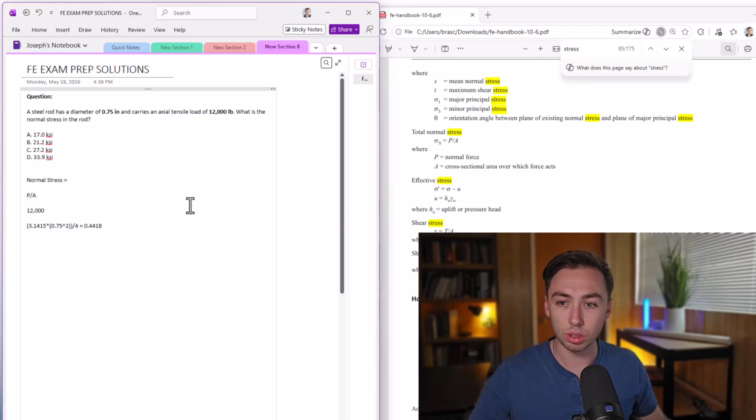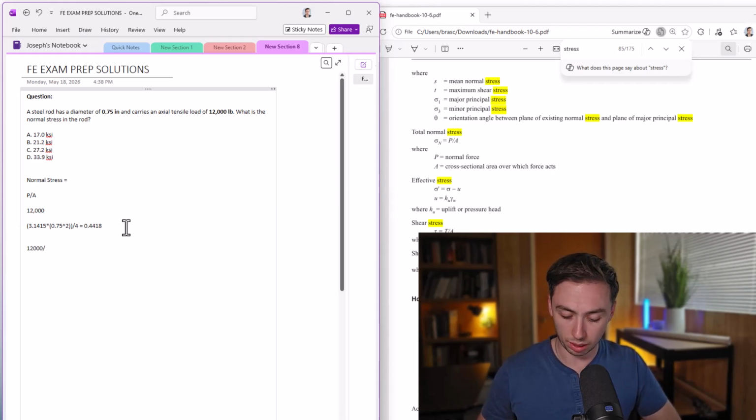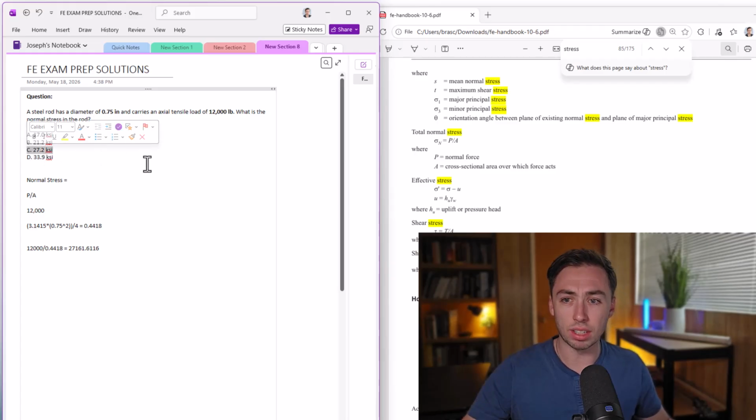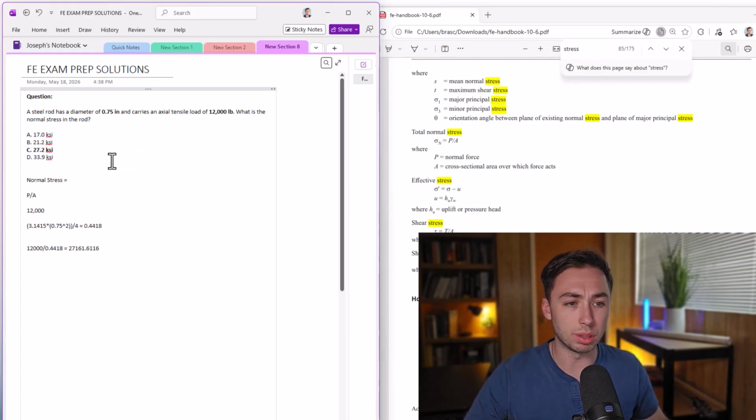0.4418. So we're going to have 12,000 divided by 0.4418. That gives us an answer of 27,161, so 27.2 ksi. So the solution here is going to be C, 27.2 ksi.